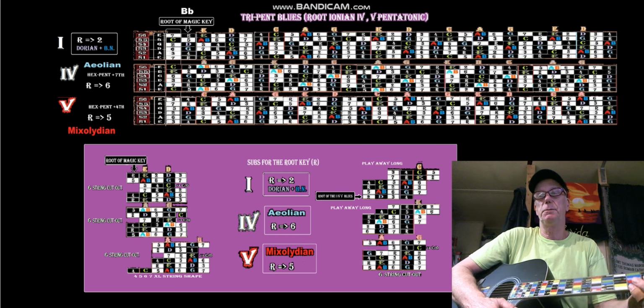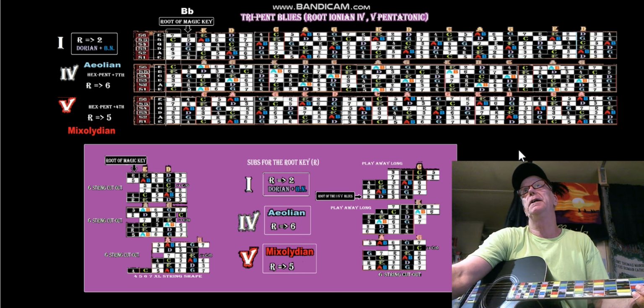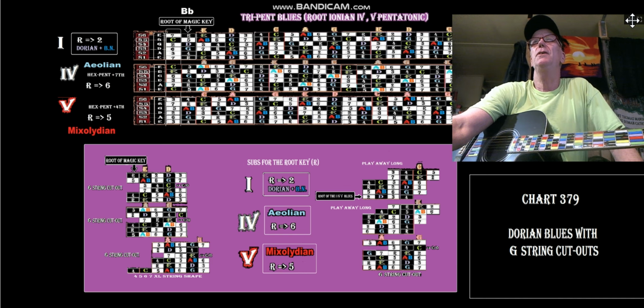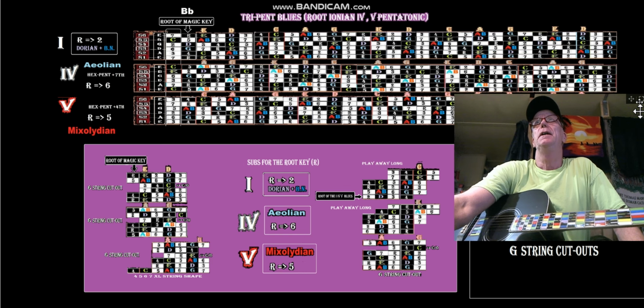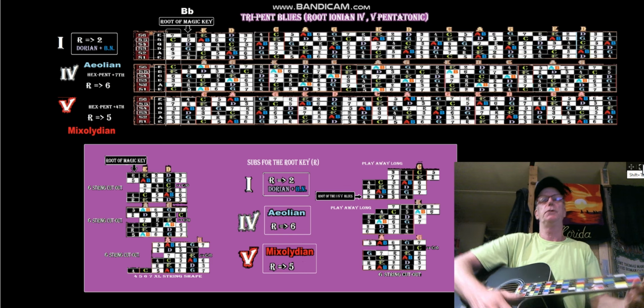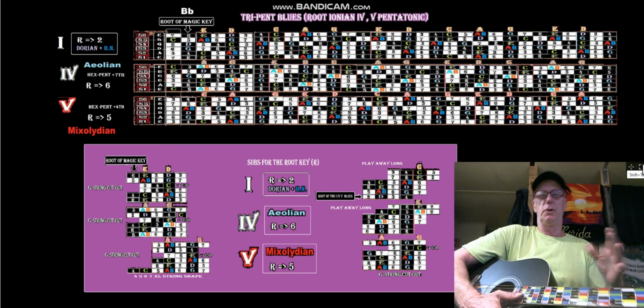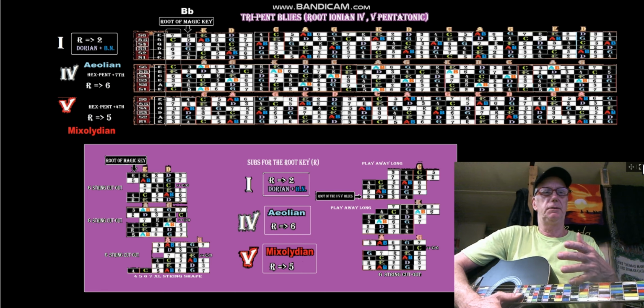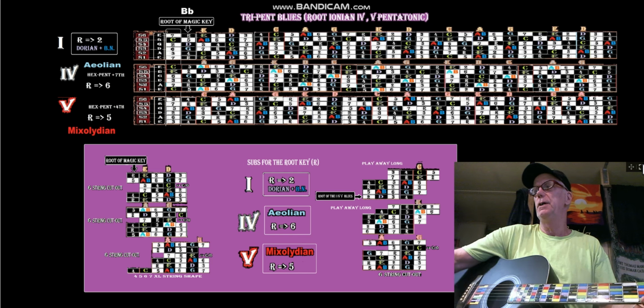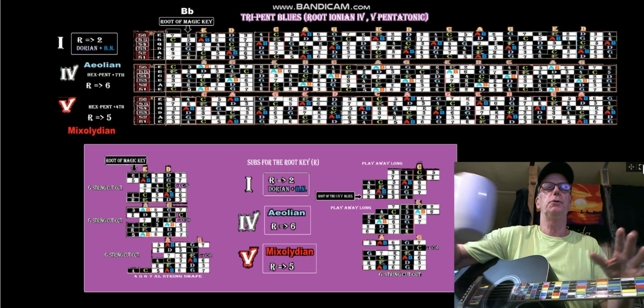Today it's only going to be a short lesson, kind of part 2 from last night. So what we've got here, let's cut to the chase, is chart 379, Dorian Blues with G string cutouts. Now that's just a nickname for what we're doing. There's obviously a nomenclature perhaps that says what the Dorian Blues is.